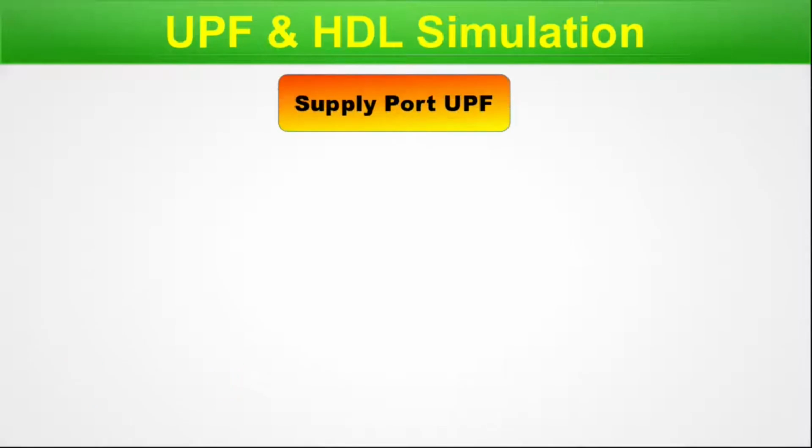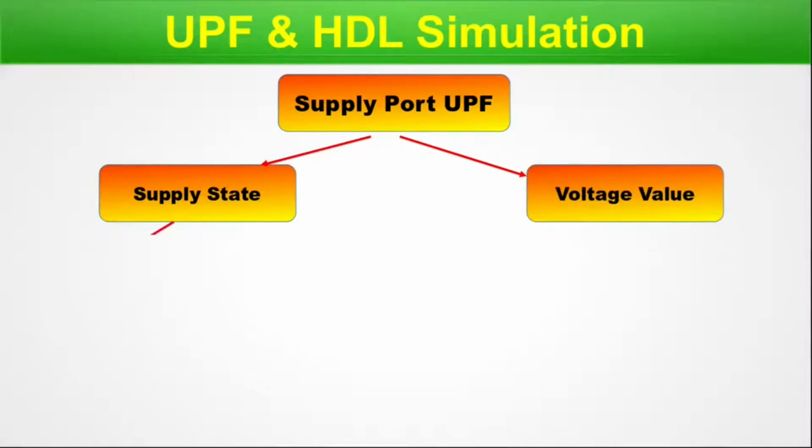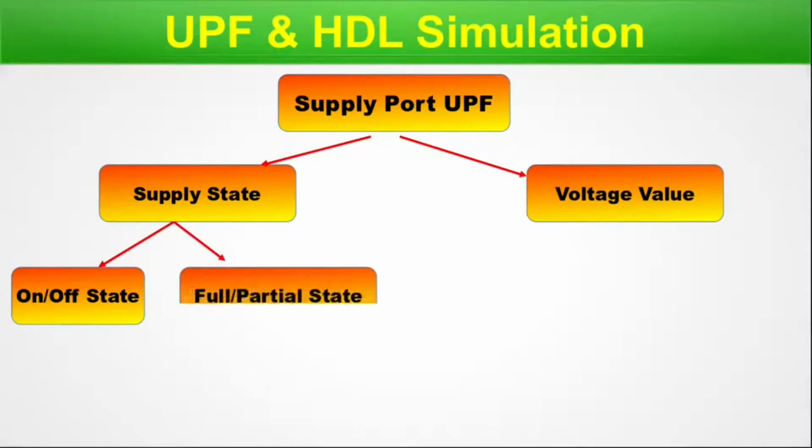So this is our supply port UPF, which has two parts. First, supply state. Second part, voltage value. Now the supply state has off state or on state, and full state or partial state. So these are the two states. So any supply port of UPF will consist of all these attributes.